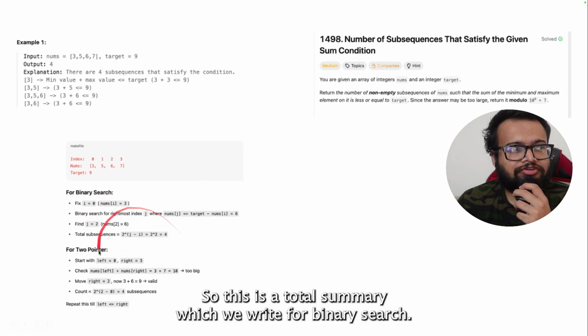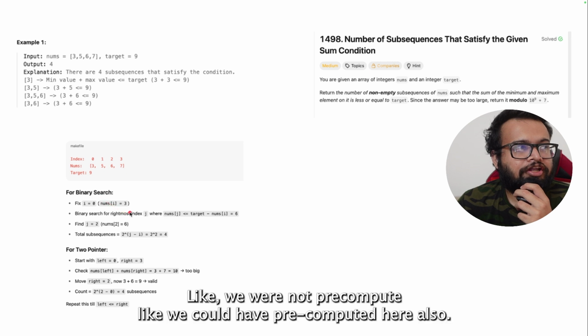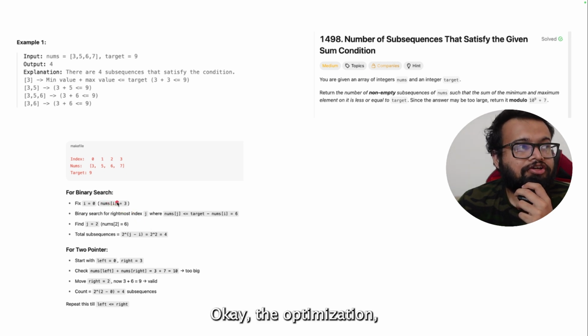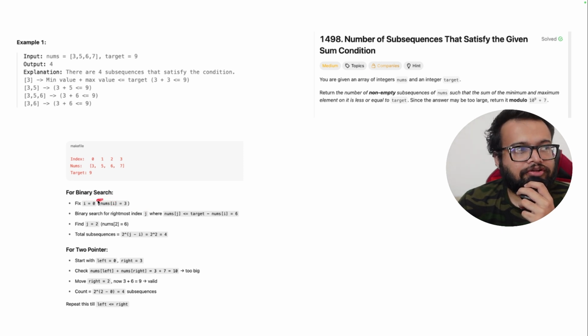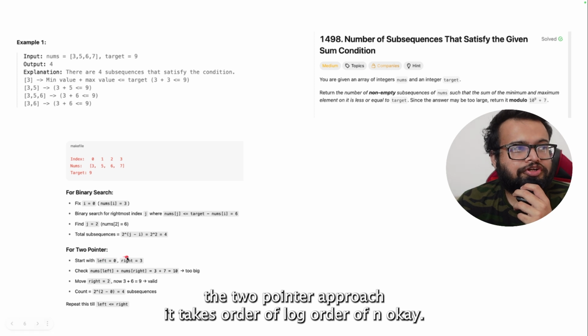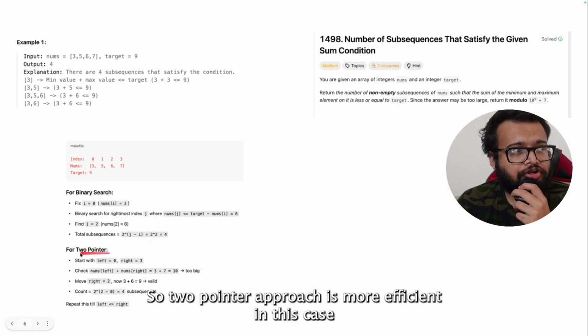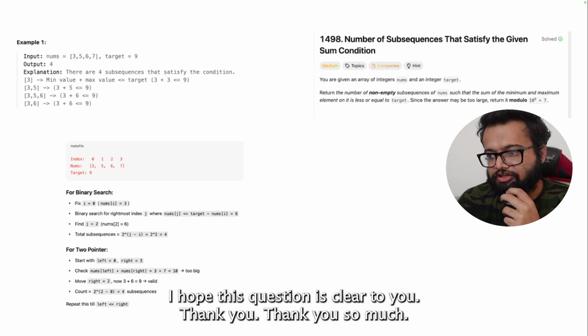So this is a total summary of what we did for binary search. We could have pre-computed there also, that optimization. But the problem is the binary search itself takes order of n log n. And in the 2-pointer approach, as we saw, it takes order of n. So the 2-pointer approach is more efficient in this case as compared to binary search. I hope this question is clear to you. Thank you so much.